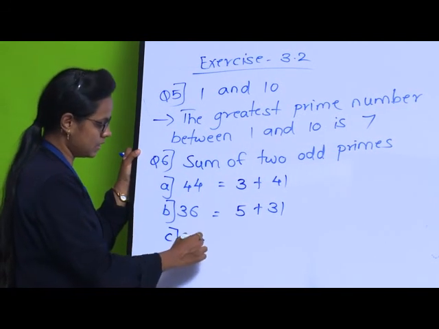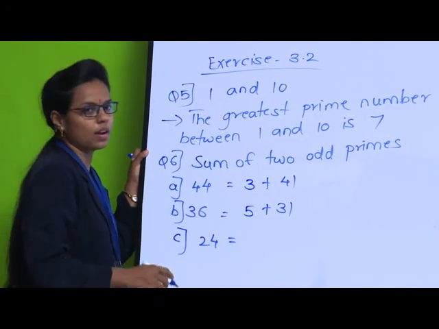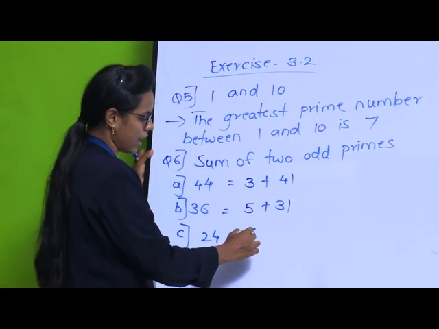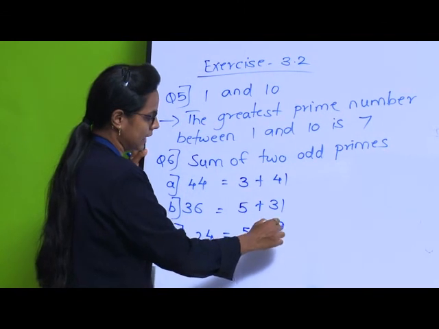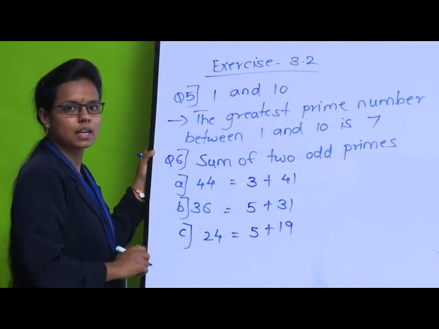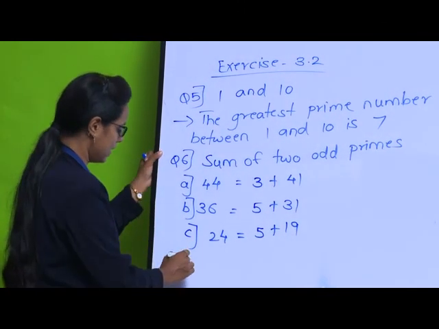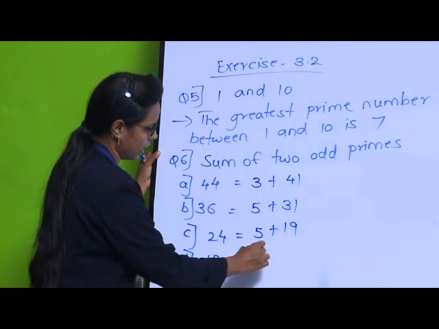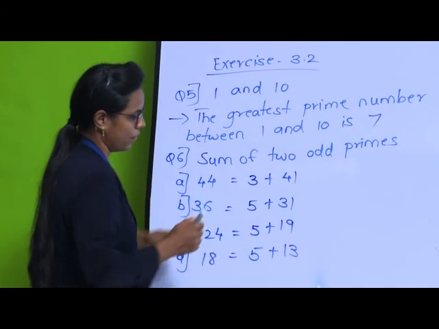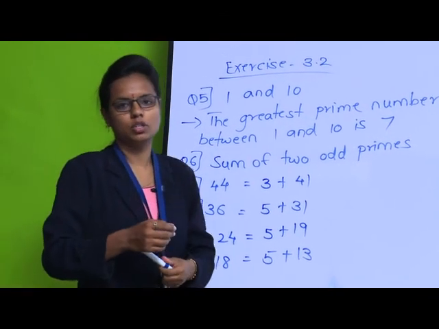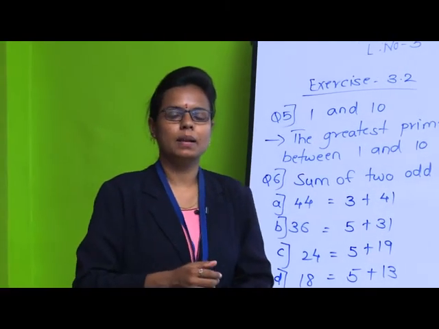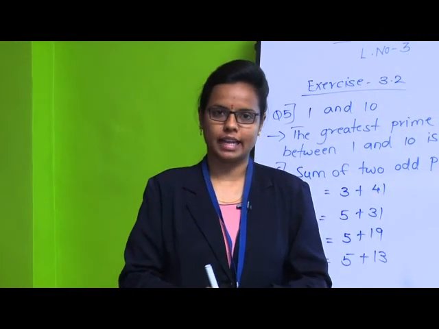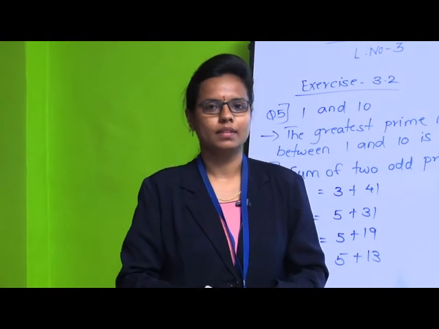The other number is 24. Now tell the 2 odd primes. 5 plus 19. And the last one is 18. The odd primes for this are 5 plus 13. We all will practice these examples from the textbook. Okay. Thank you, students.